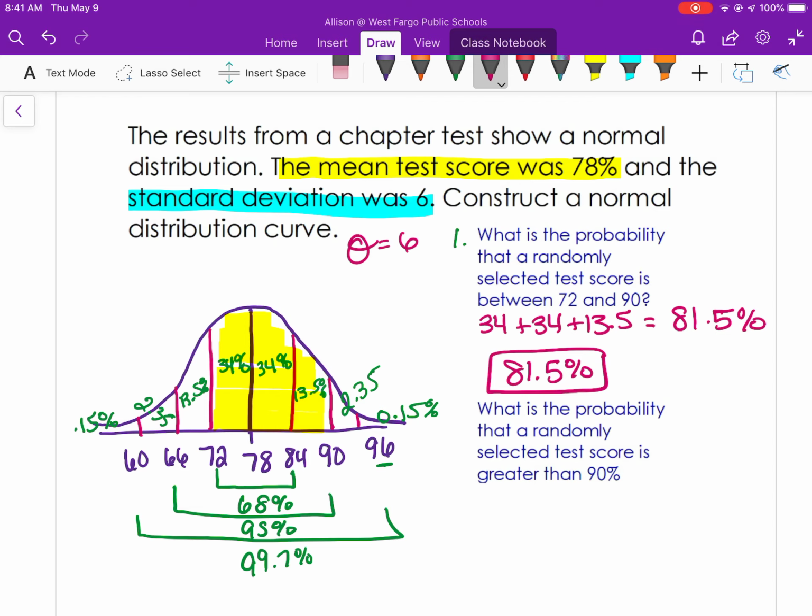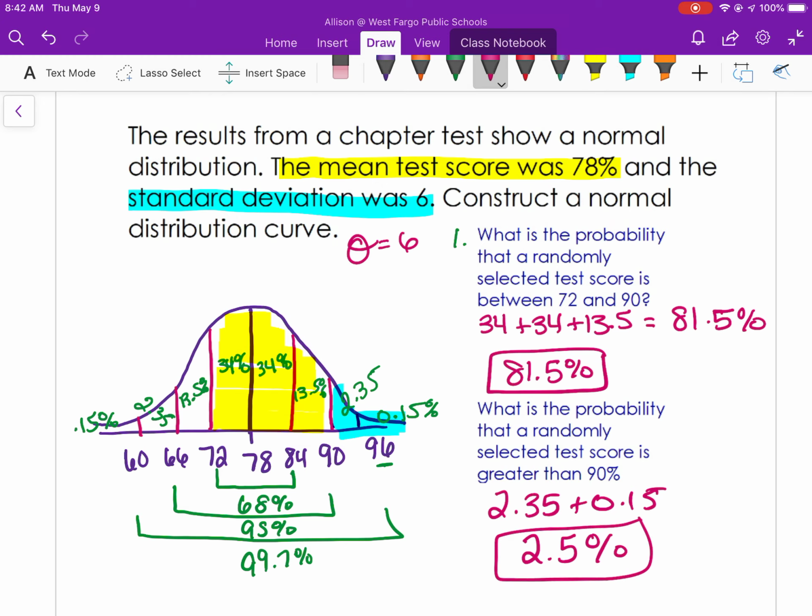What's the probability that a randomly selected test score is greater than 90? Well, greater than 90 is here to the right, so that's these two right here. The area under the curve there would be 2.35 plus 0.15. And so greater than 90 would be a 2.5% chance that the test you grab is greater than 90%.